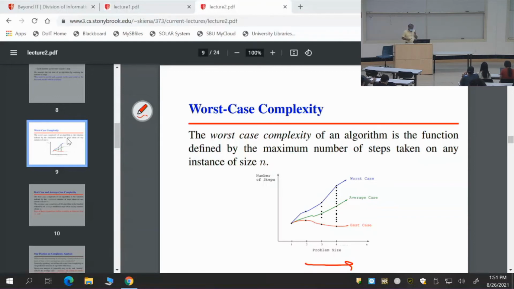For any particular algorithm, you could now look at all possible inputs of a given size and ask, what's the number of steps it takes on that input? It should be clear this is a well-defined thing. In sorting, how many sorting examples are there? Possible sorting examples that are interesting on four elements. Does anybody know?